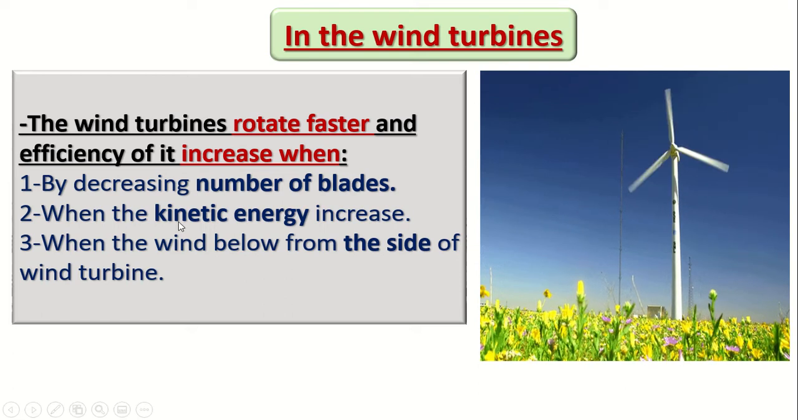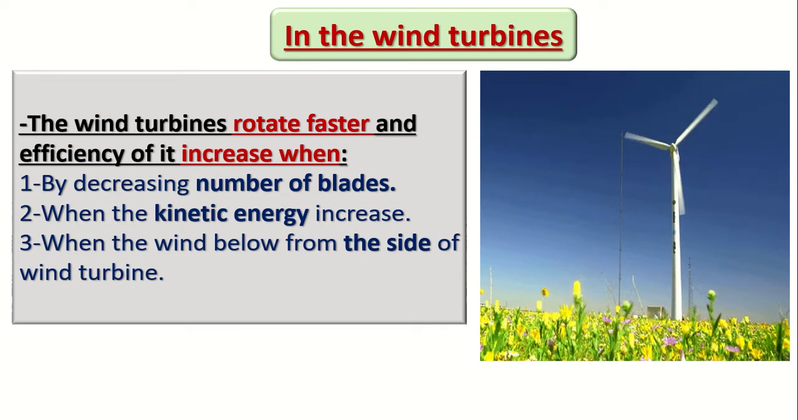Number two, when the kinetic energy increases. The kinetic energy comes from the wind. So when the wind is stronger, the kinetic energy will increase, so the speed of the windmills will increase.